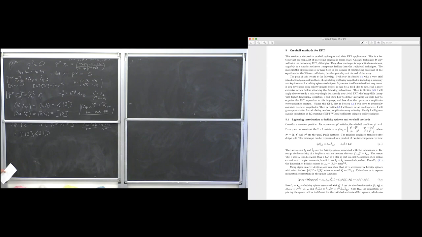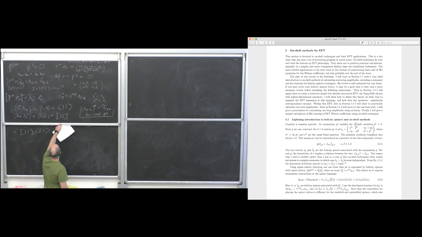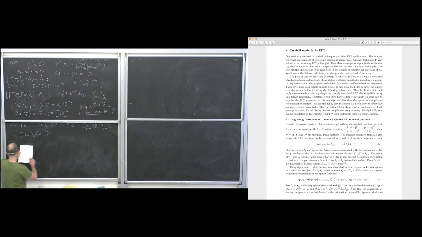Okay, so what else do you need to know? Maybe that you can show easily that these spinors satisfy the Weyl equation. So if you multiply p sigma bar times lambda p, that is given by lambda p twiddle alpha dot beta lambda p beta. So this is equal to lambda p twiddle times p, and this thing is zero.